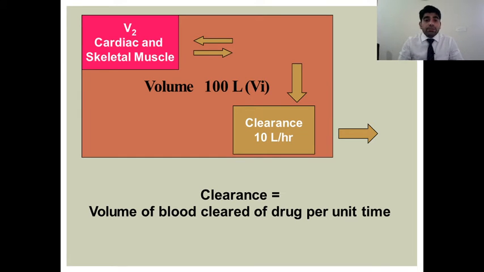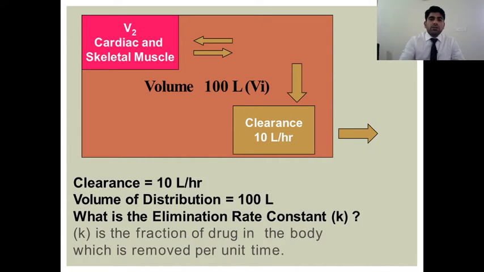Now we are here with the clearance formula. The clearance, the best we can say, is equal to the volume of blood cleared of drug per unit time. This is the shortest we can write. The clearance definition is the volume of blood cleared of drug per unit time. Got it?